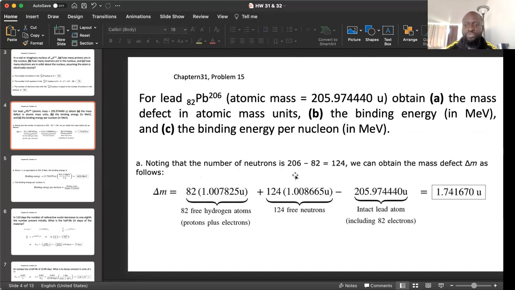So what we're going to do is take 82 free hydrogen atoms, like the protons plus electrons.